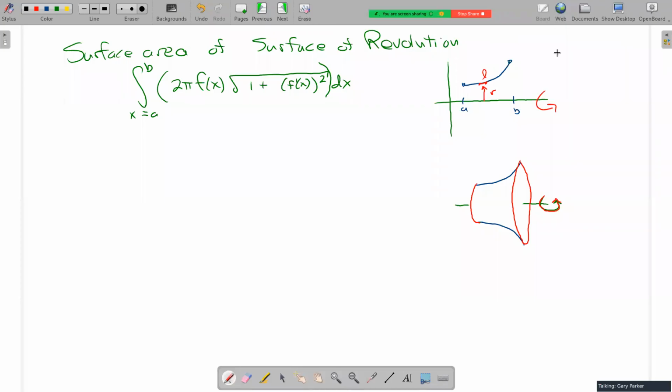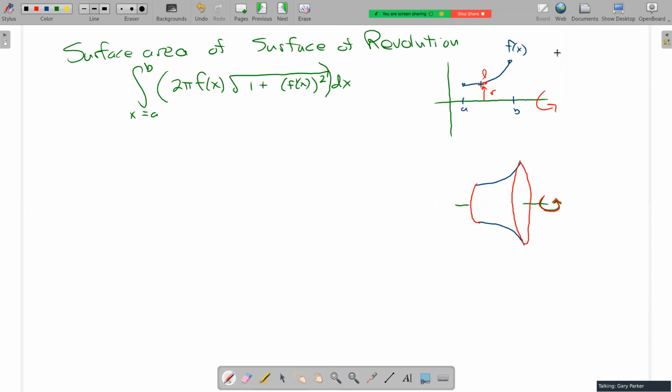Let's look at surface area of a surface of revolution. So we start with some function in 2 dimensions. So this right here is my f of x. And I'm looking at it from some point A to some point B, and I'm going to revolve it around the x-axis here. Now, think about our arc length.